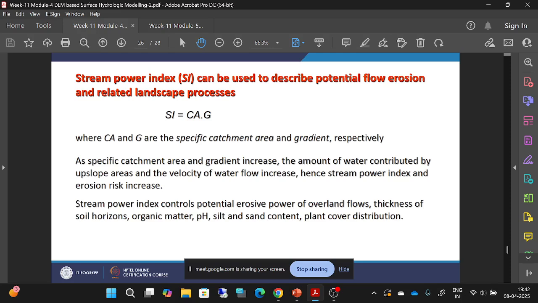So this is how stream power index is determined, based on the catchment area and the gradient. As the catchment area and gradient increase, the amount of water contributed from upslope is going to increase. Velocity is going to increase, stream power will increase, and erosion risk will also increase. Stream power index controls the potential erosive power of overland flows, thickness of soil horizons, organic matter, pH, silt and sand content, plant cover distribution, and all that.